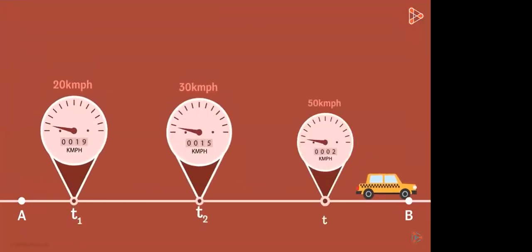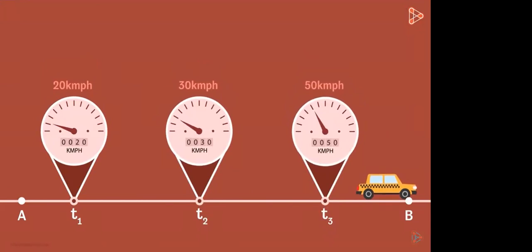Suppose a car is traveling from point A to point B and the speedometer shows these values at these 3 instants. Notice at time t2, the speedometer reads 30 kilometers per hour. What does that mean? Is this an average speed? No, it's not an average speed.